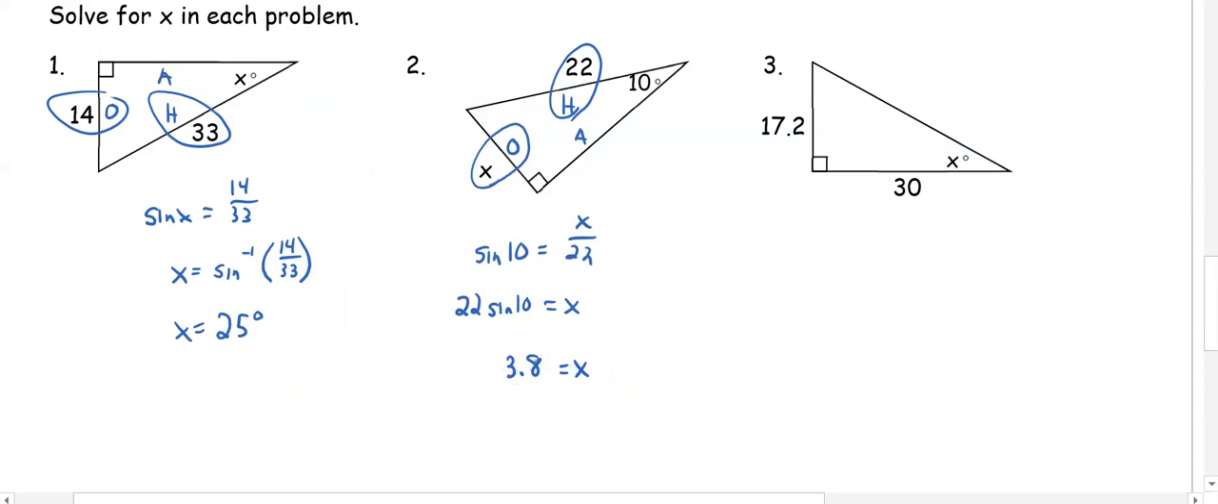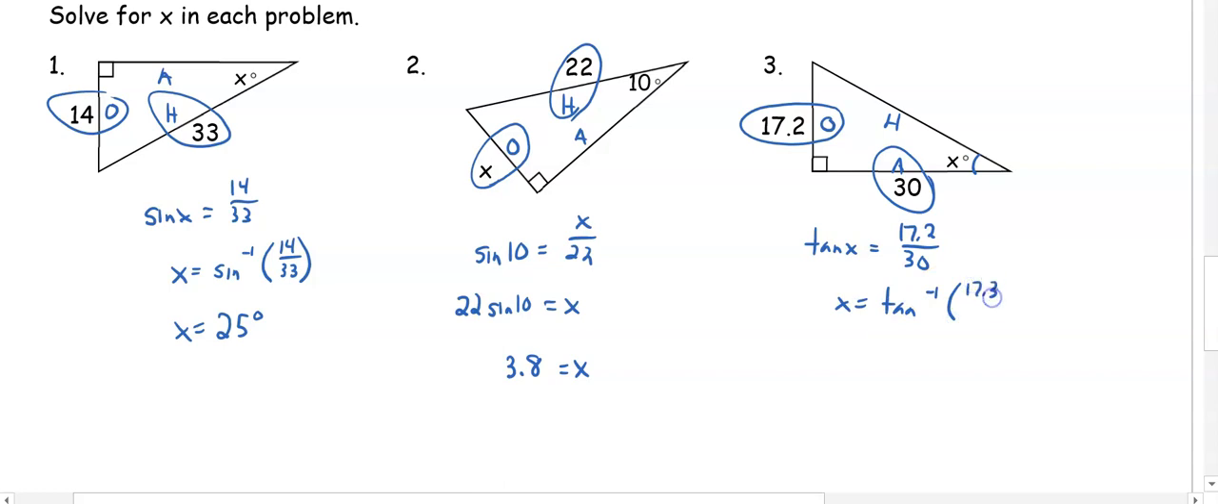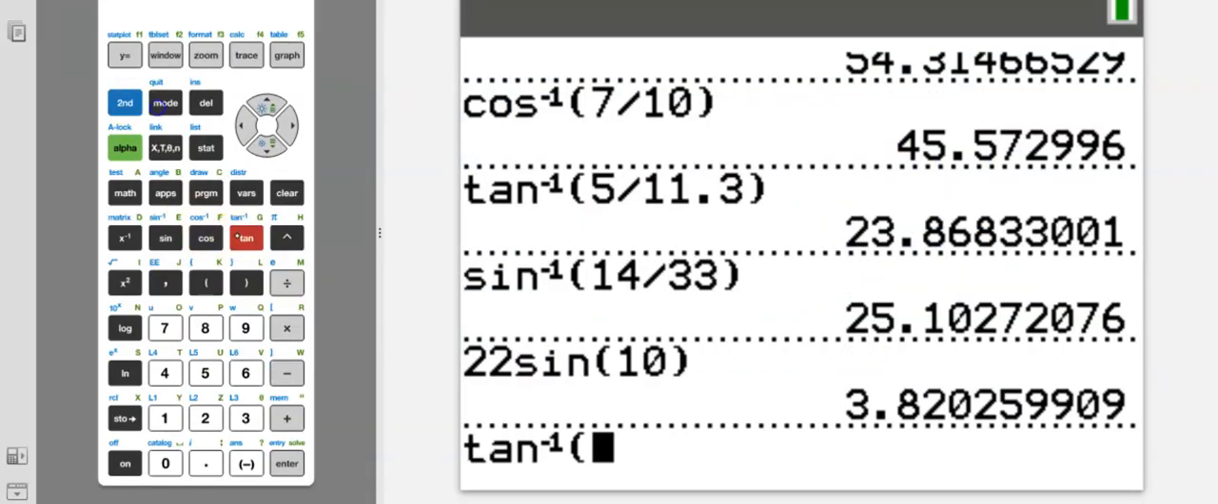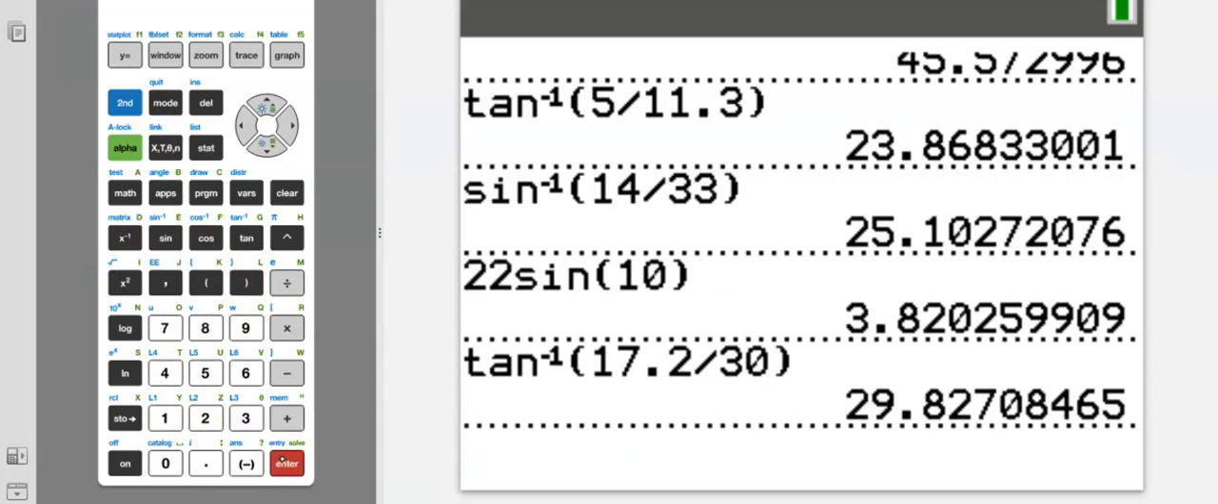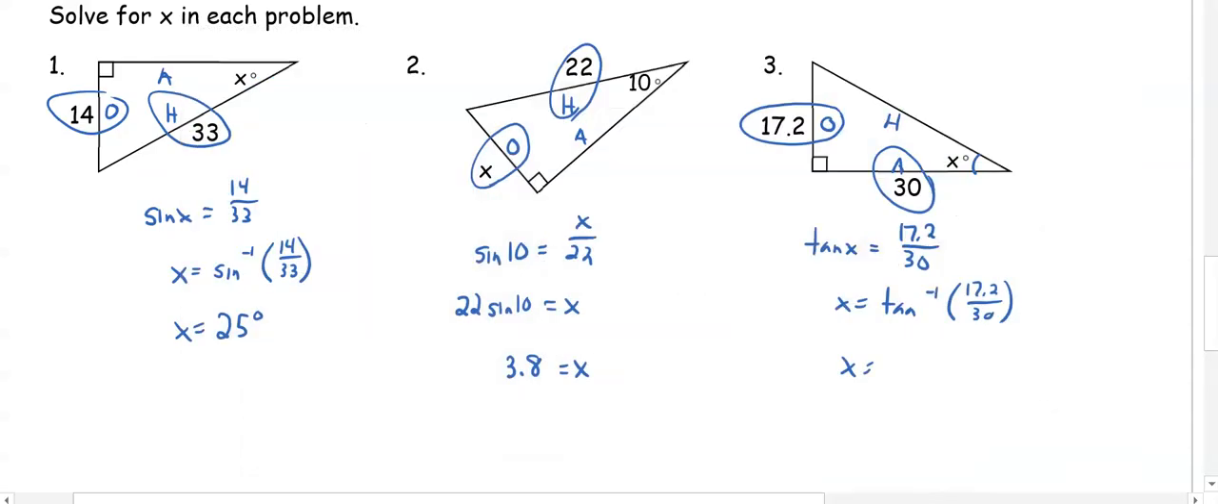In number 3, we have our angle X, and we can label our sides opposite, hypotenuse, adjacent. So we are using tangent. The tangent of X equals 17.2 over 30. So X equals the tan inverse of 17.2 over 30. So we are going to round to 30 degrees.